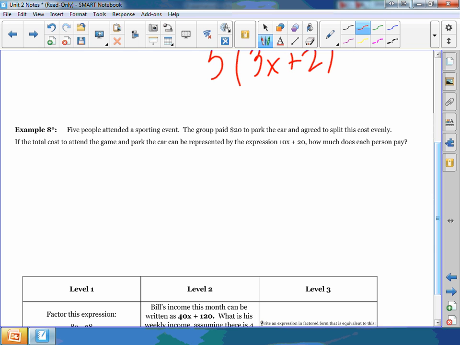So a group of 5 people are attending a sporting event. They paid $20 to park the car, and the total cost of attending the game is 10x plus 20. So here's your expression. The 10x would represent the ticket cost. The $20 is a one-time fee to park the car. So how much does each person have to pay here? Ada? 2x plus 4. How do you get 2x plus 4, Ada?